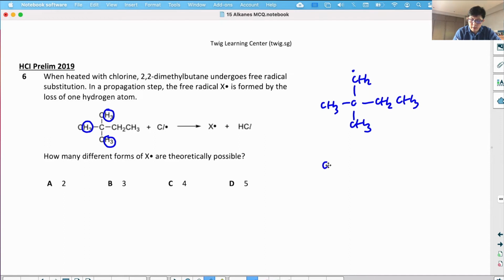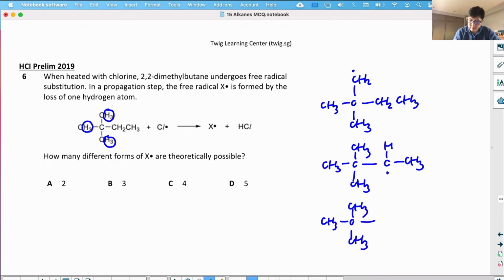So the other radical that can be formed would be this, whereby you kick out the H from this carbon. All right, so there's 2. And the last radical that can be formed is this one here, which is 3. This H can be kicked out, so this is what you're going to get. All right, so the answer is B.